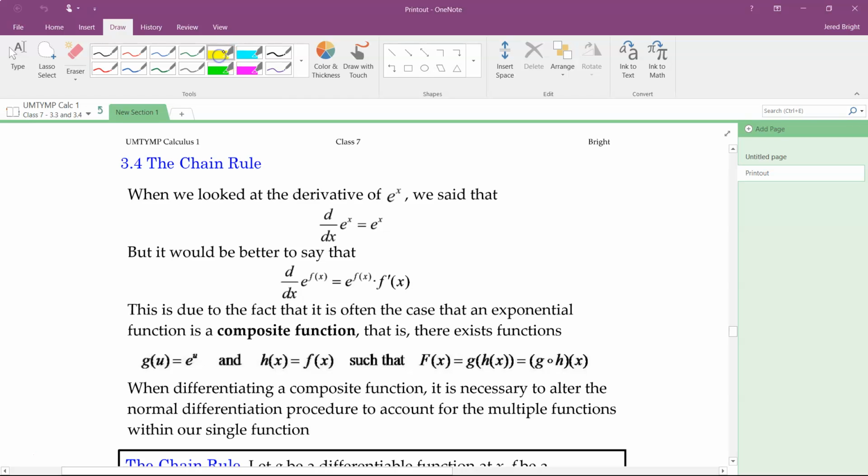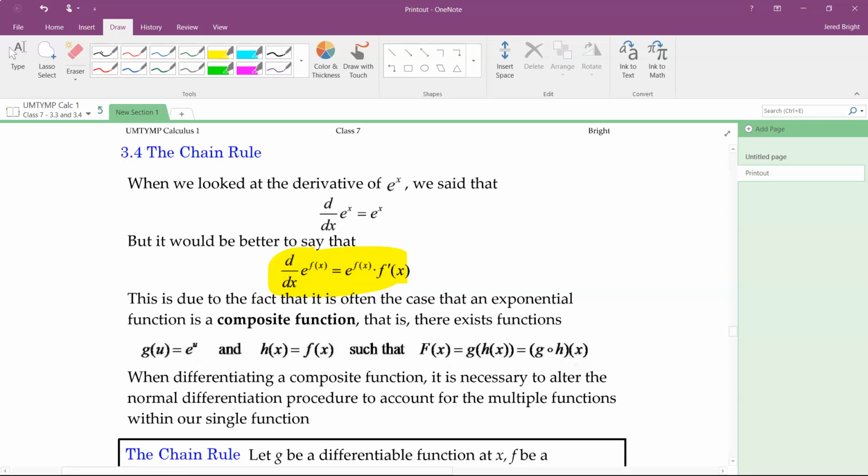You remember when we talked about the derivative of e to the x, it was defined as this, but I said actually we need to consider it like this. Well, that's actually the chain rule. And the idea here is that when you have a composite function, that's a nesting of functions, so a function within a function, we have to take the derivative in a different way.